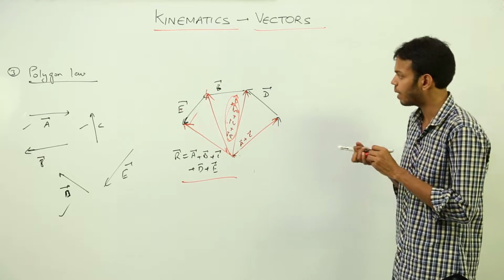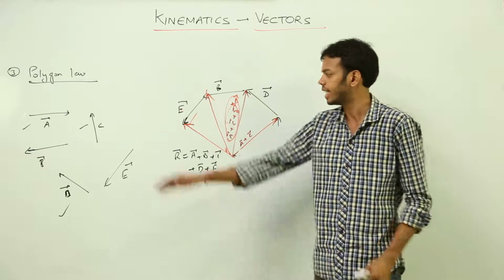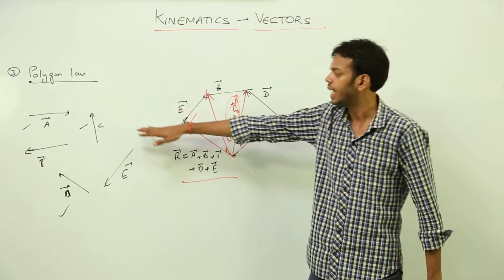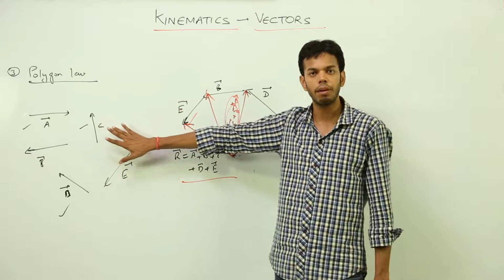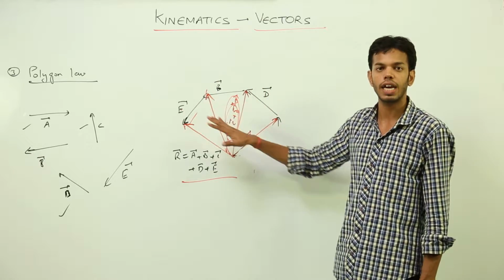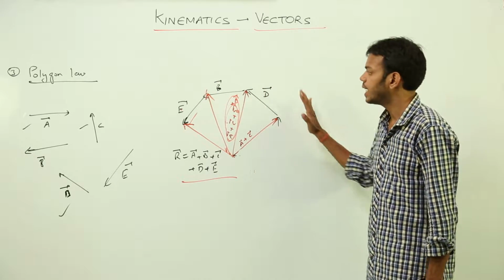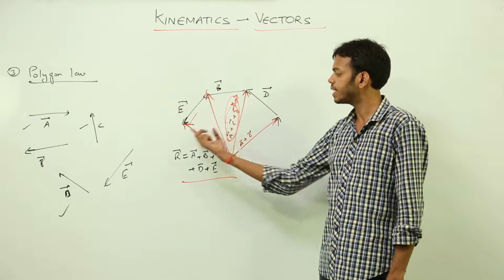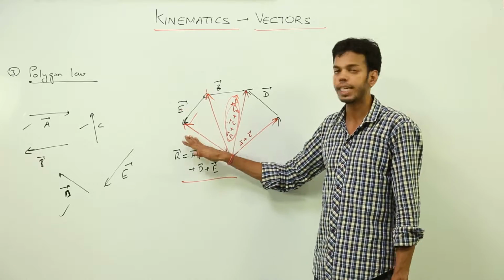So this is how polygon law of vector addition takes place. It simply states n number of vectors can be added by taking them as n consecutive sides of a polygon, and they are taken in same order. Finally the resultant is taken to be the last side of polygon taken in opposite order.